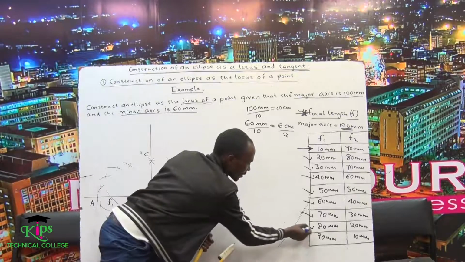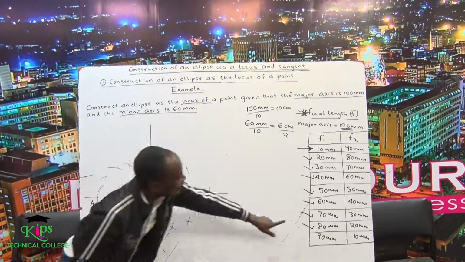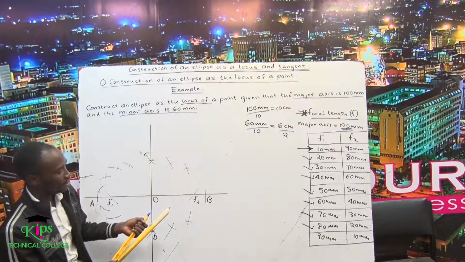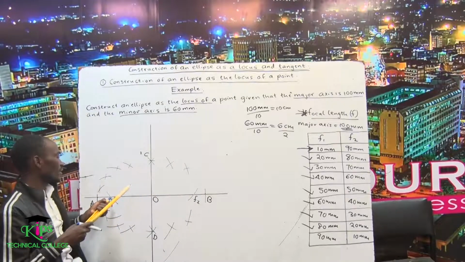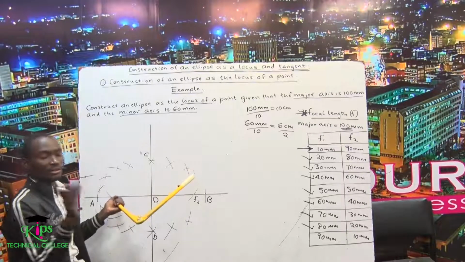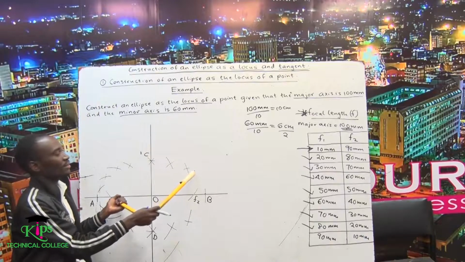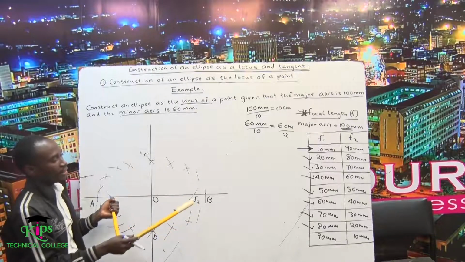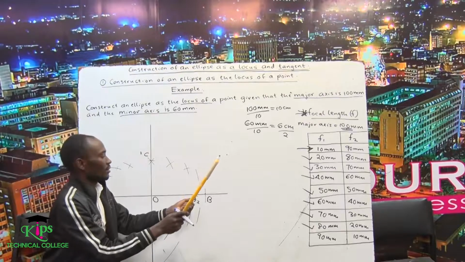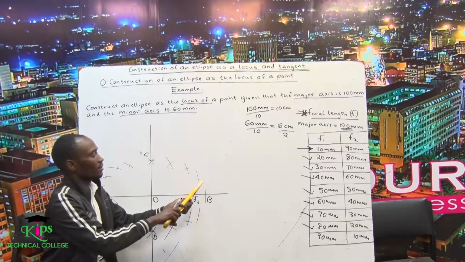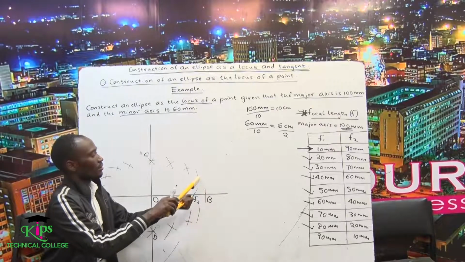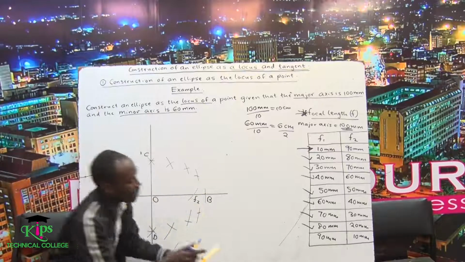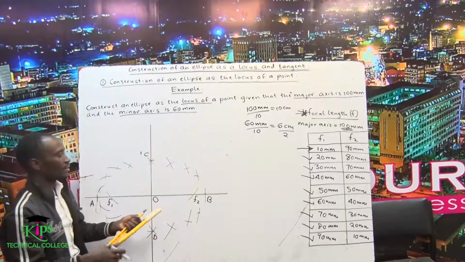Then again we have 80 by 20. 80 millimeters at F1, then 20 millimeters at F2. F1, 80. Should extend my compass. I should be measuring. You should not just transfer the compass. Up and down. Then 20 millimeters. Up, down once. Then we have the last one is 90 by 10.